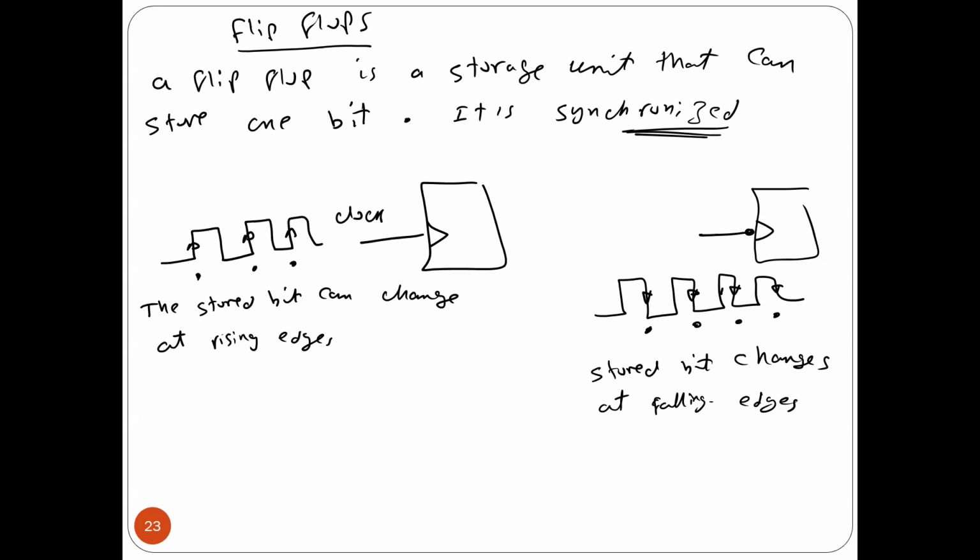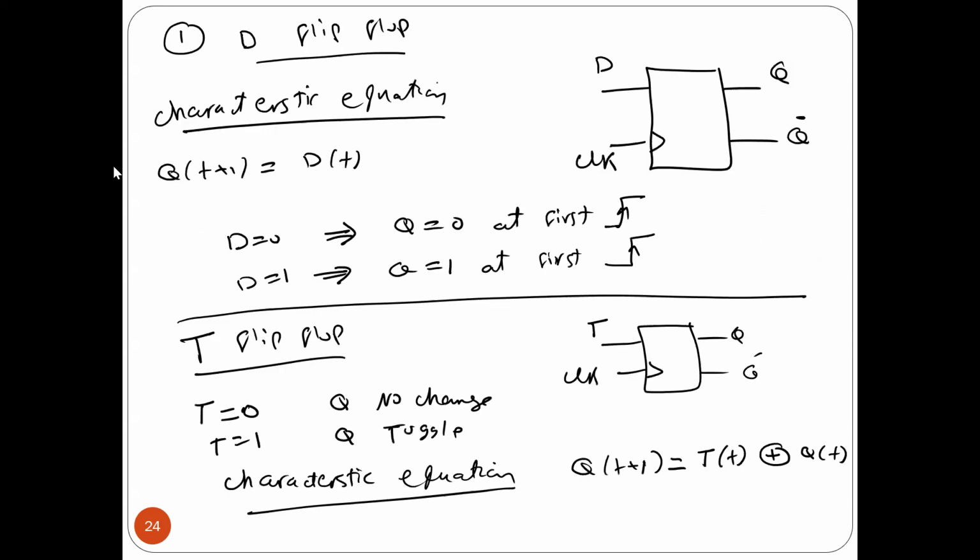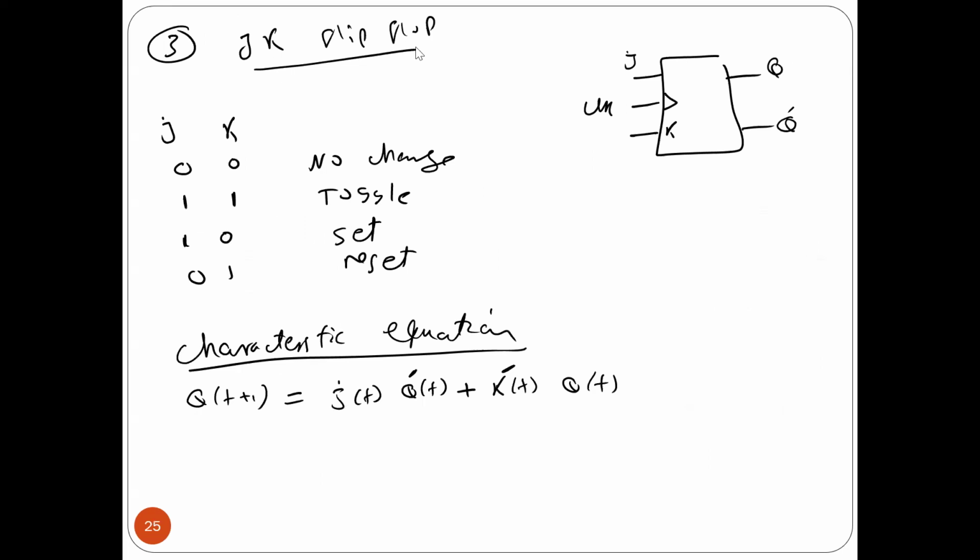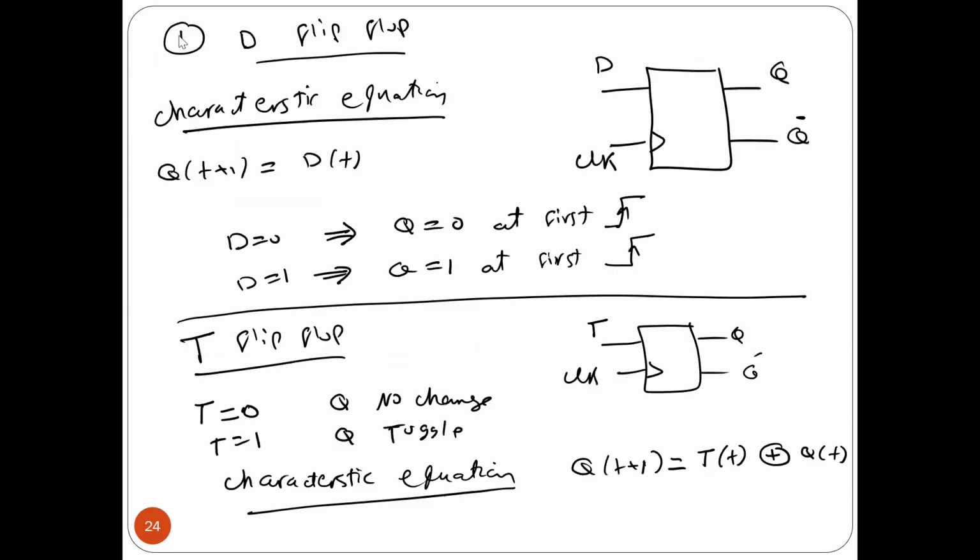Good. And then after that, I told you I will teach 3 types of flip-flops. One is called D flip-flop, T flip-flop, and JK flip-flop. You need to know them very well because we are going to use them in this chapter and the next chapter as well. And as I told you, there will be a quiz on Thursday. This quiz is going to cover these flip-flops. I want to make sure you understand how they work.